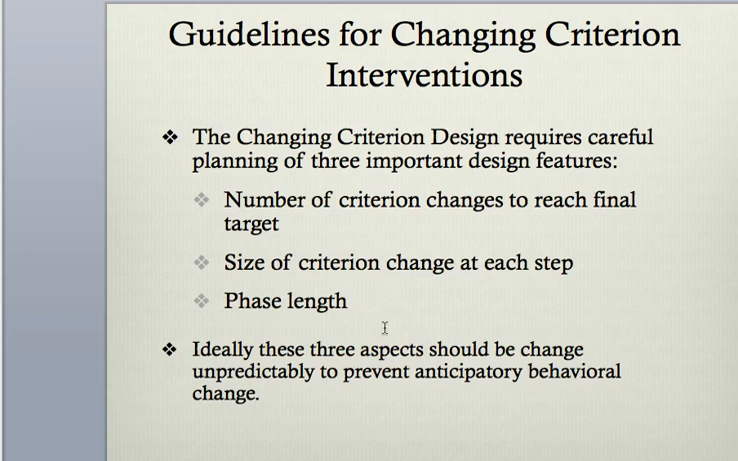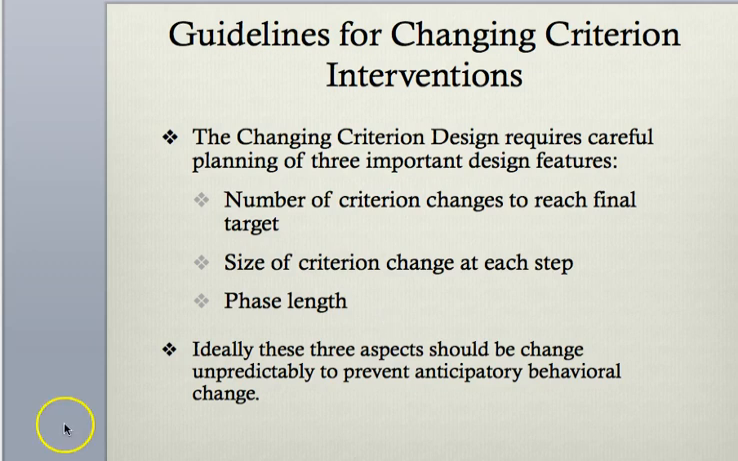Now, a changing criterion design requires really careful planning of three very important design features. So you set your final target, and you know where you are at baseline, and you need to decide how many changes you're going to have before you reach the target. And so if you have more criterion changes, more phase changes, the changes can be smaller. So the number of criterion changes will affect the size of the criterion change at each step. If you have too few, the steps will be too large and the client will fail. If there are too many, the client will not be able to stay in any one condition long enough to really stabilize.